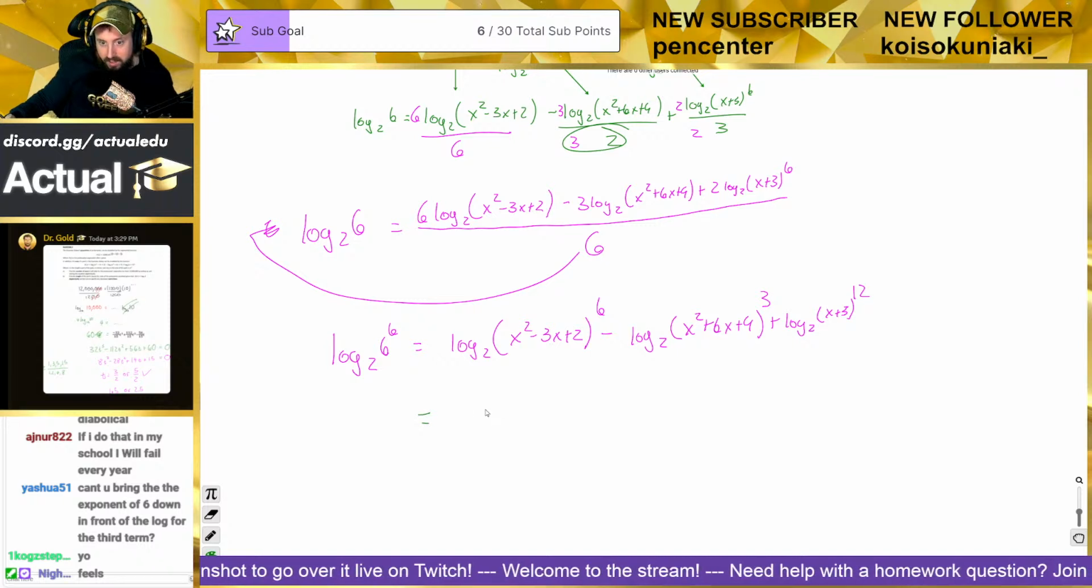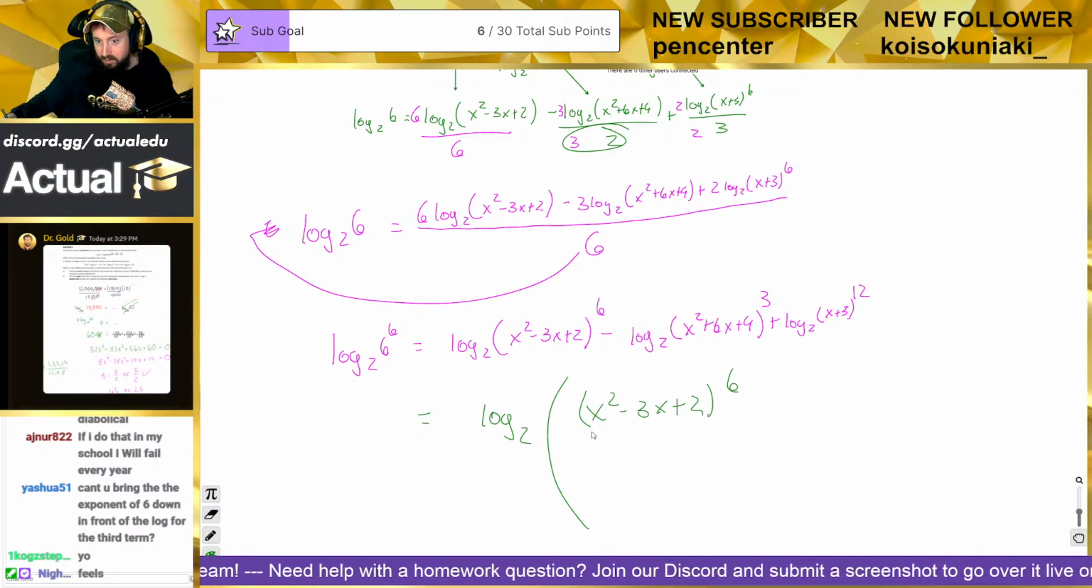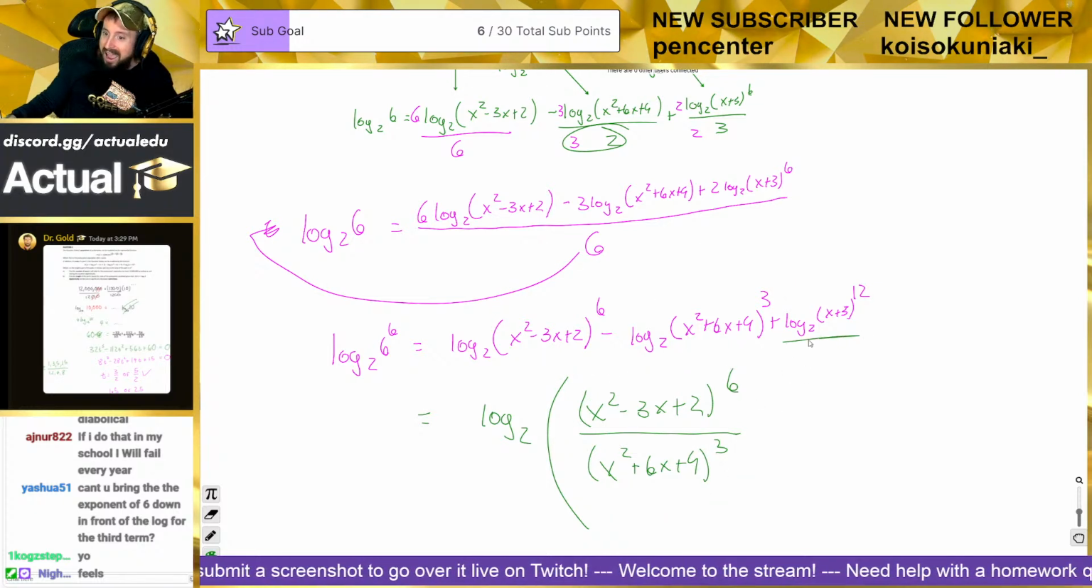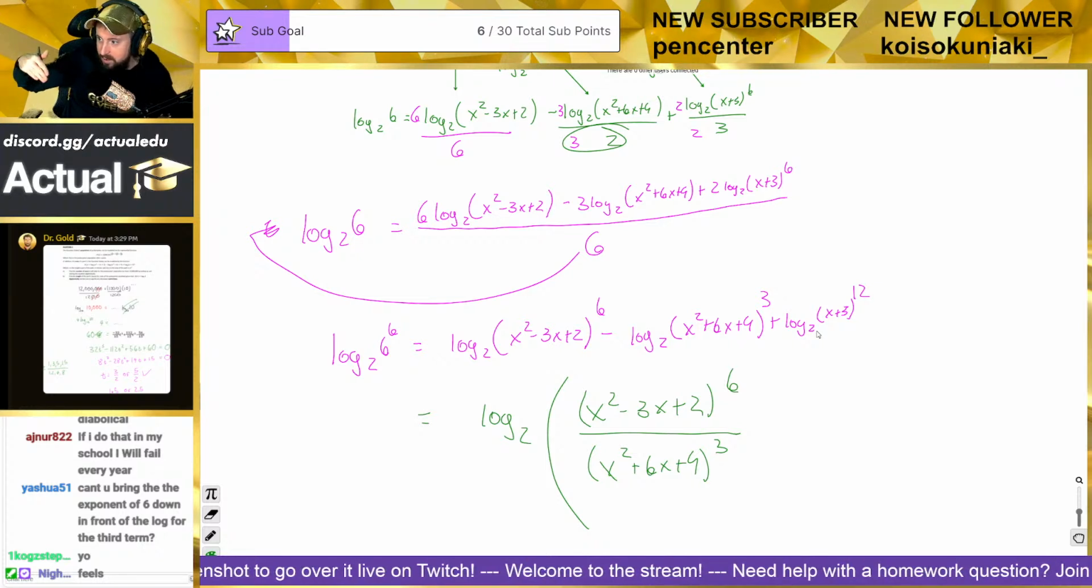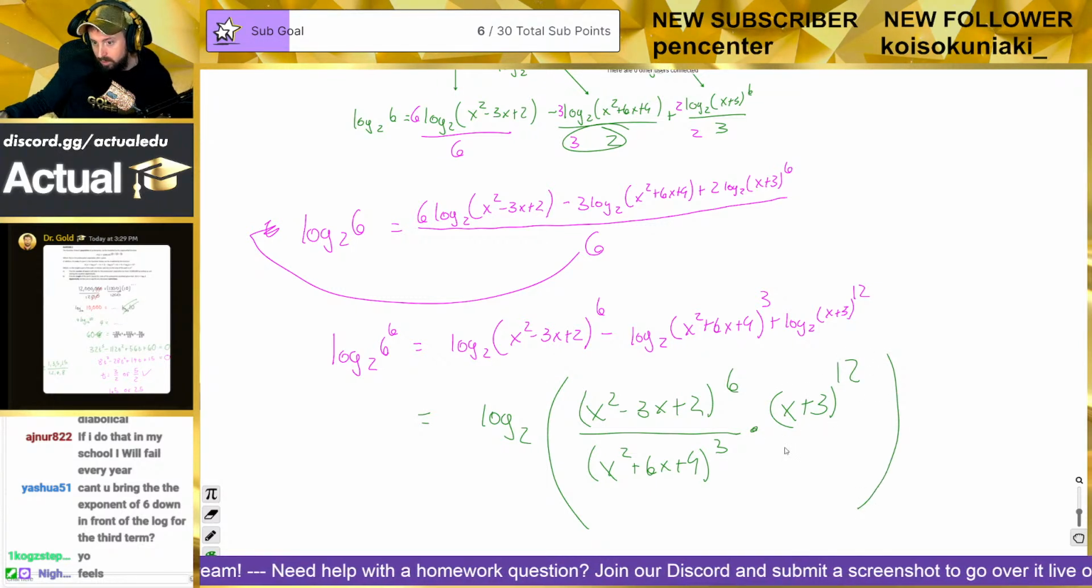So this is the same thing as the log base 2 of x squared minus 3x plus 2, all to the 6th, divided by x squared plus 6x plus 9, all to the 3rd. So that would combine these two into a single log. And then we're adding another log. So what does that do if I want to bring that inside? Multiply. Good. So this is also going to be multiplied by x plus 3 to the 12th.